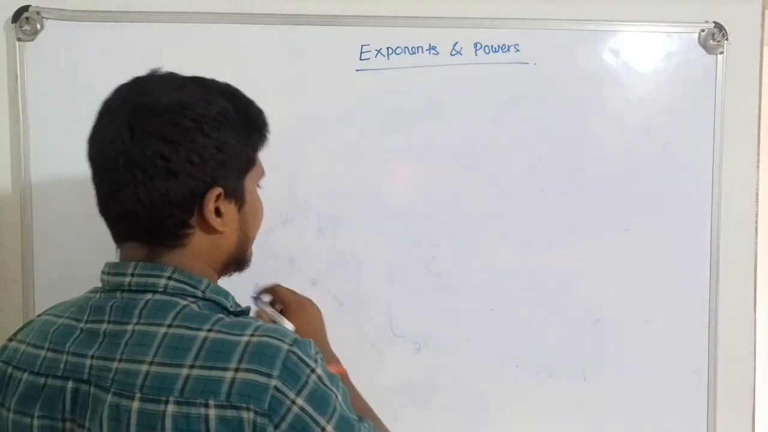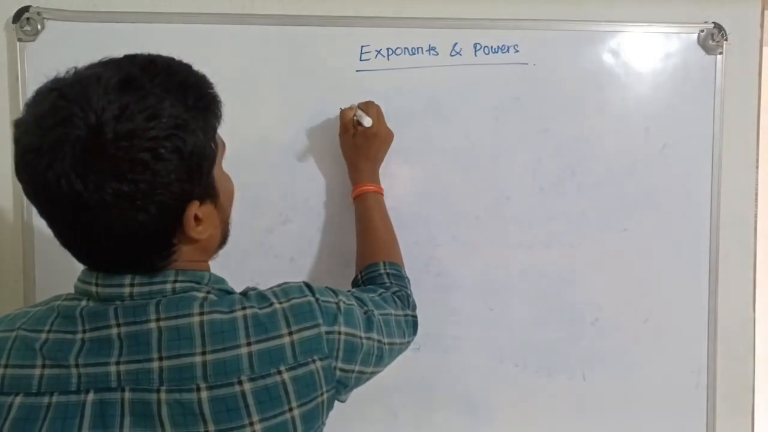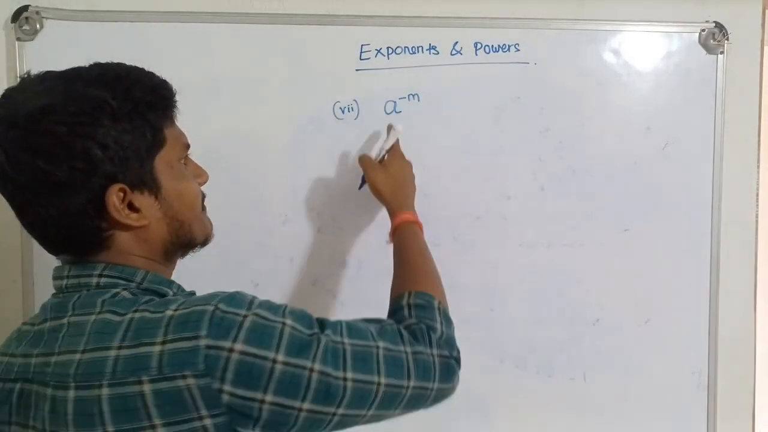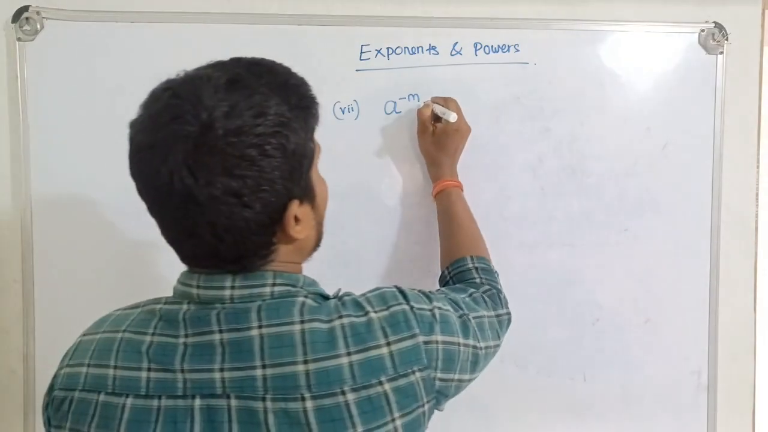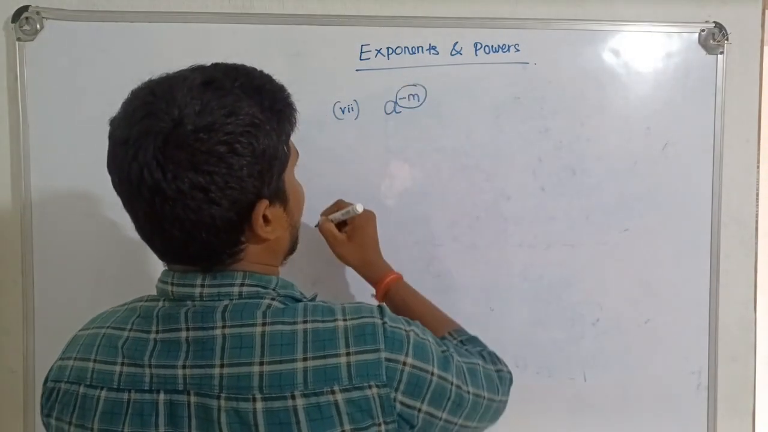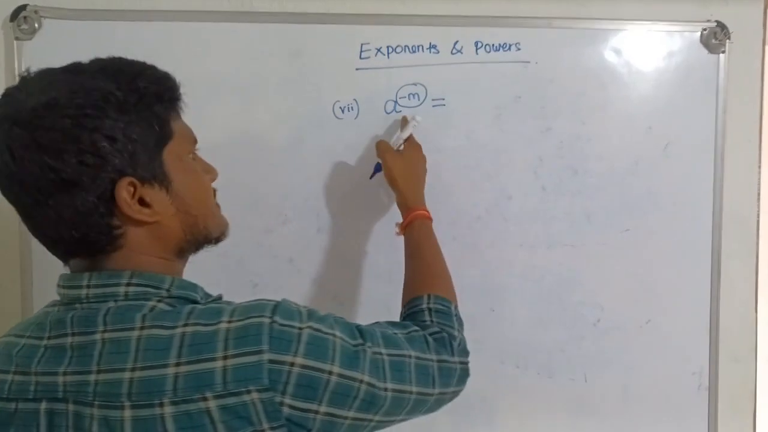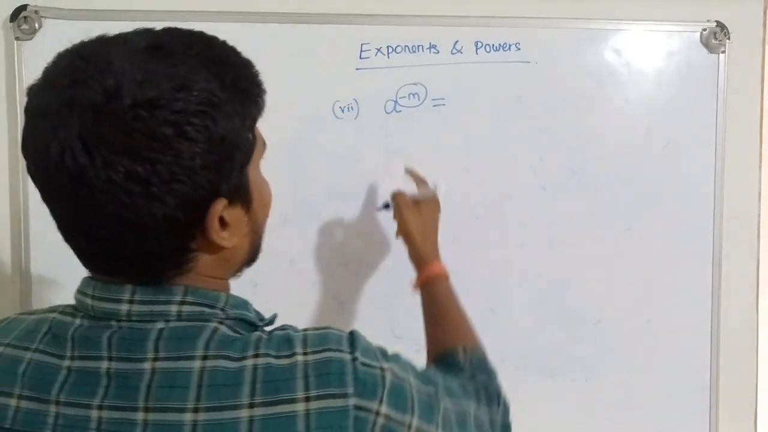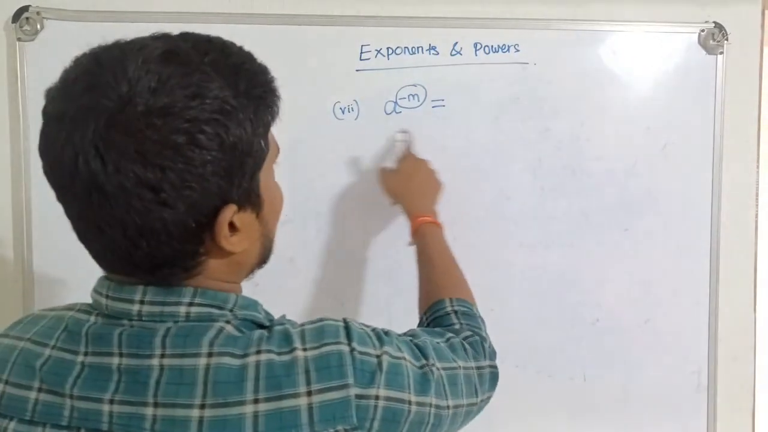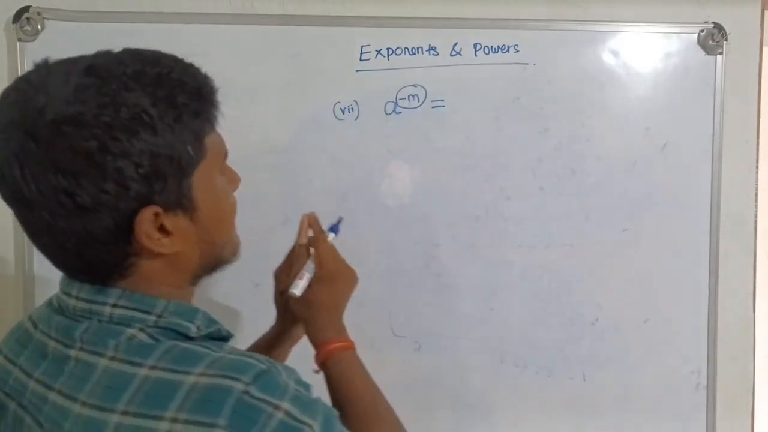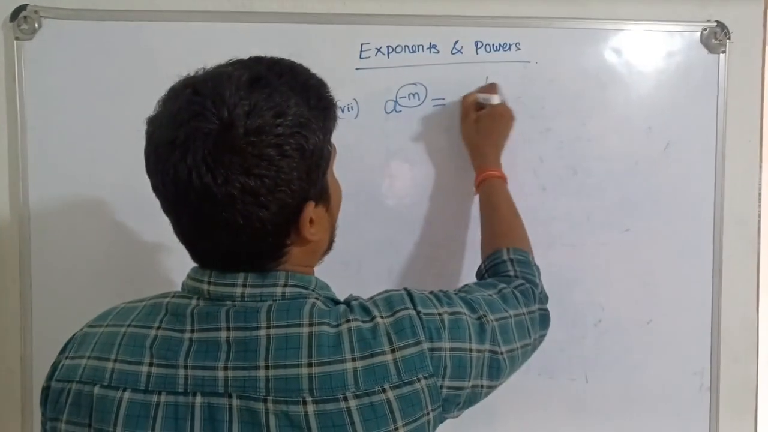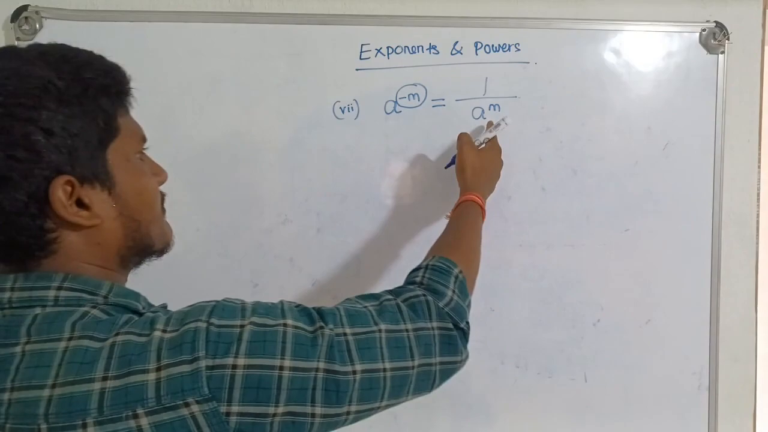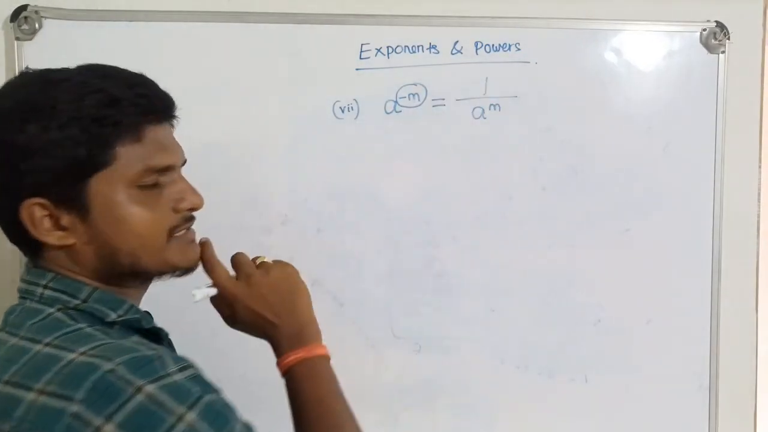So I take as the seventh formula a to the power minus m. Here the power goes negative. This is the negative power. In that case, this is also a most important type. Every student gets confused about this formula. Suppose here a to the power minus m, just write the reciprocal of the number, that means the reverse of the number. That means 1 by a to the power plus m.